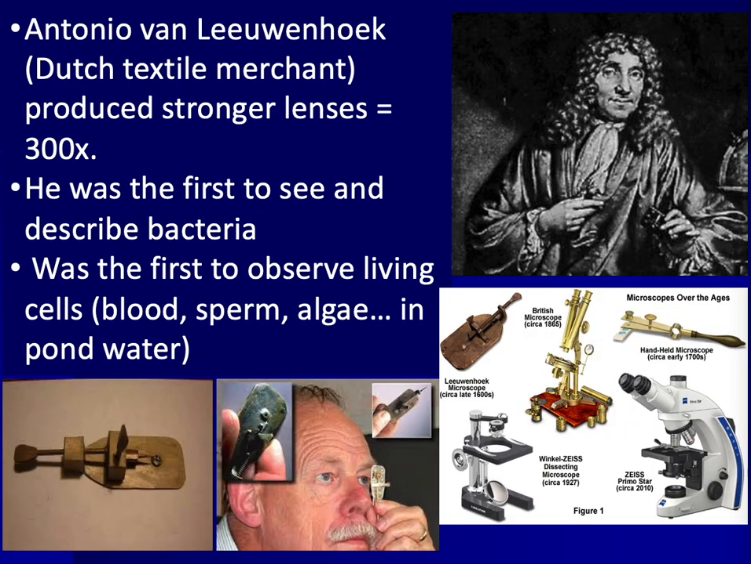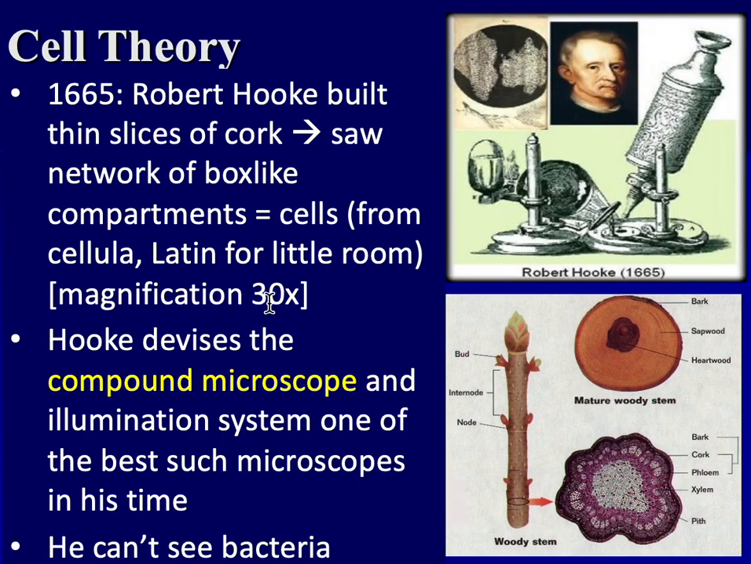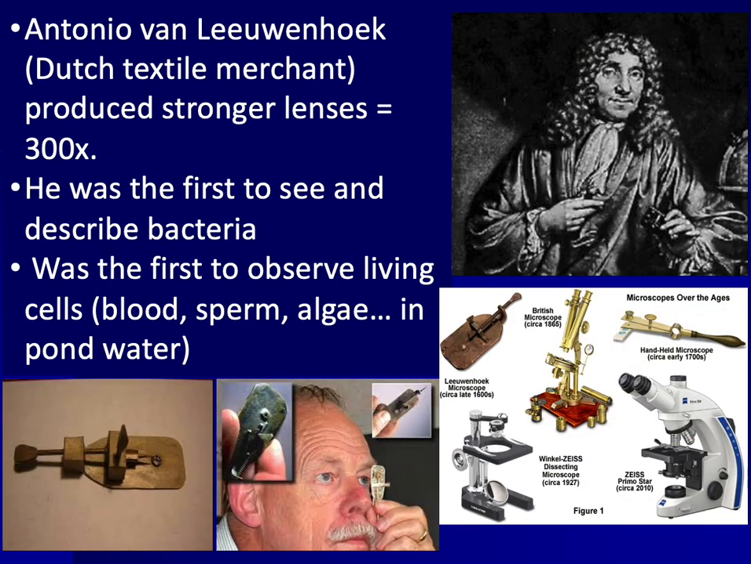Not long after that came Anton van Leeuwenhoek. He was a Dutch textile merchant, but he had a big interest in science. He produced stronger lenses, and in his time the lenses were so powerful that he used 300 times magnification. This is much better compared to the previous one by Robert Hooke, which was just 30 times magnification. He was the first to see and describe bacteria, and the first to observe living cells, such as blood, sperm, and algae from pond water.